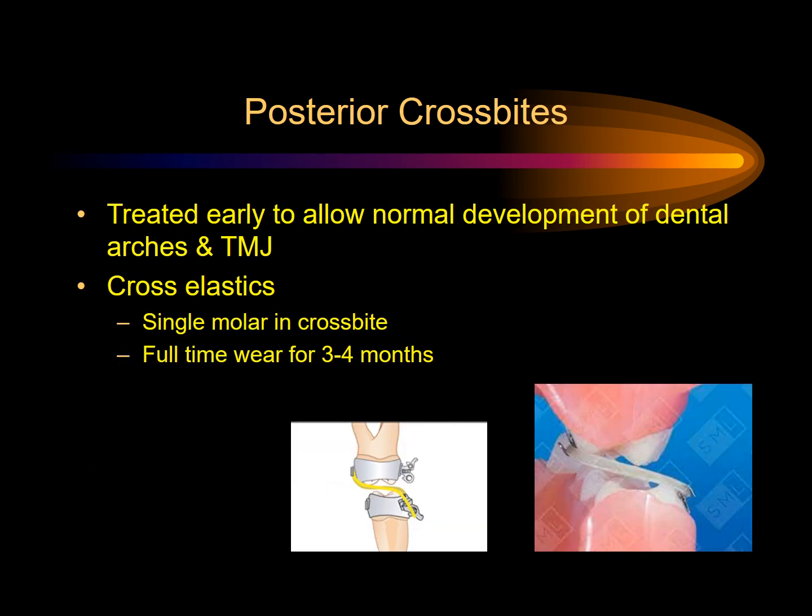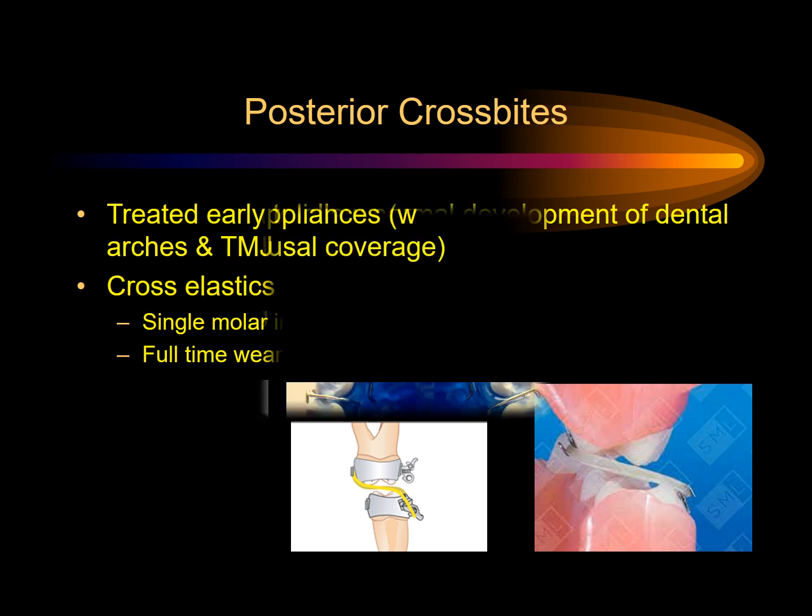Now, posterior crossbites should be treated early to allow normal development of the dental arches and temporomandibular joint. When you have a single molar in crossbite, we can make use of cross elastics, and this is simply an elastic which runs from the palatal side of the upper molar to the buccal side of the lower molar. These elastics are worn full time for about 3 to 4 months.